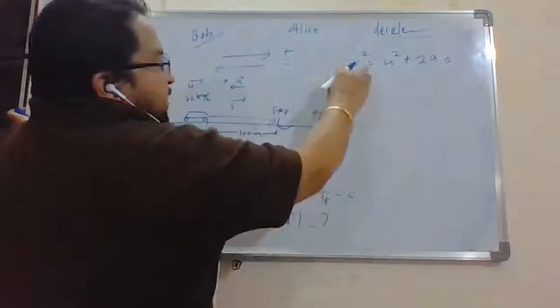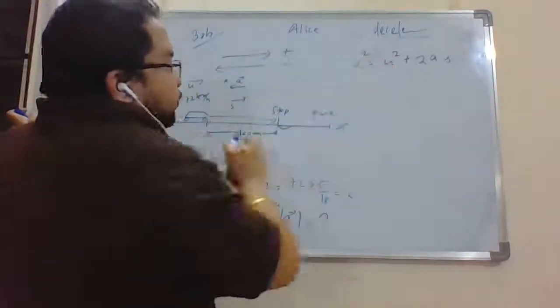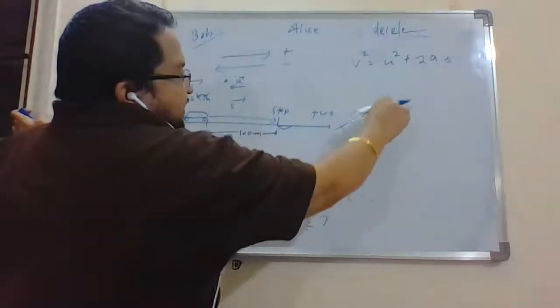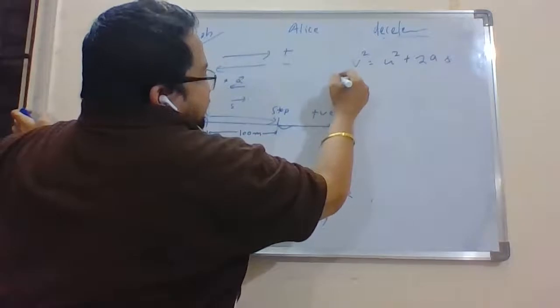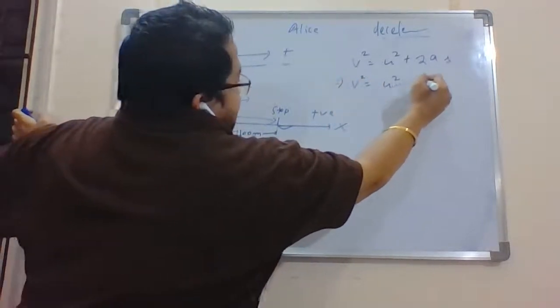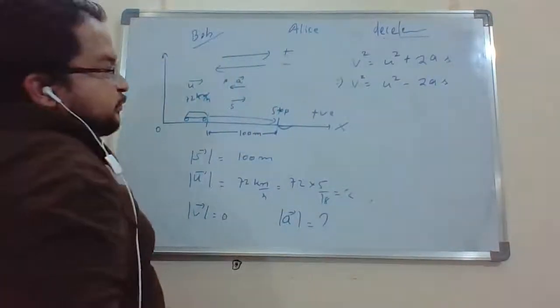But again, v is along that direction. We would not change the sign. U, same direction. It is also positive. But here, if you see, A is negative. So that's why we would say v square equals u square minus 2as. Okay, so this gets substituted.